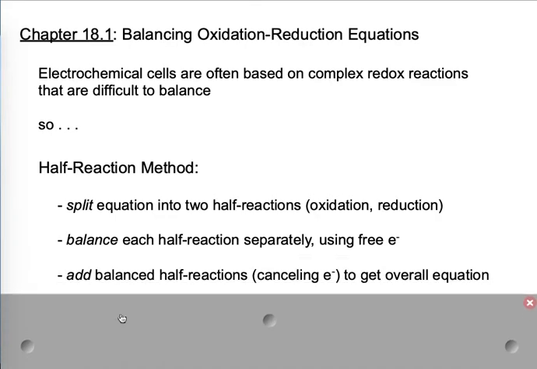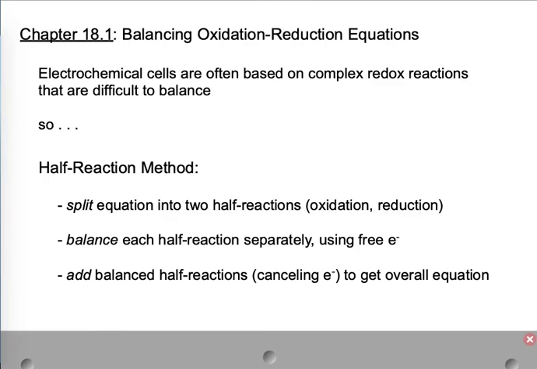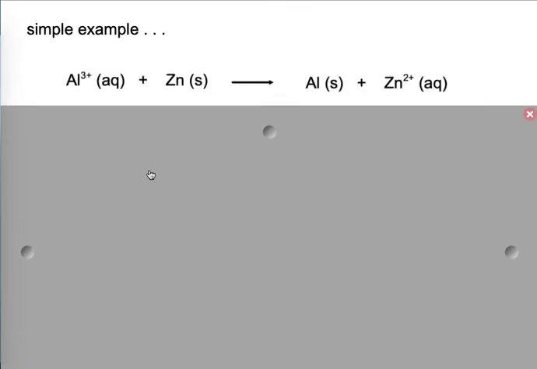Once we have balanced each half reaction separately, then we will add the two balanced half reactions together, canceling electrons, as well as any other species that appear on both the product and reactant side, in order to obtain the overall equation. So, let's start with a very simple example. If I place a strip of zinc metal in a solution of aluminum 3+ cations, I will form aluminum metal and zinc 2+ cations.